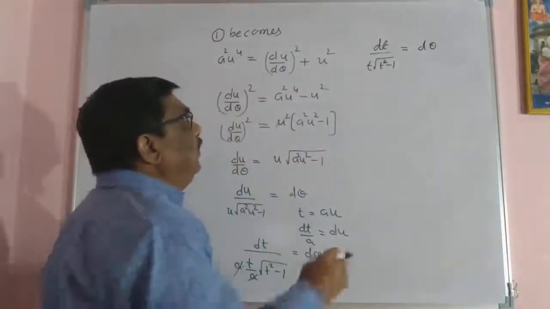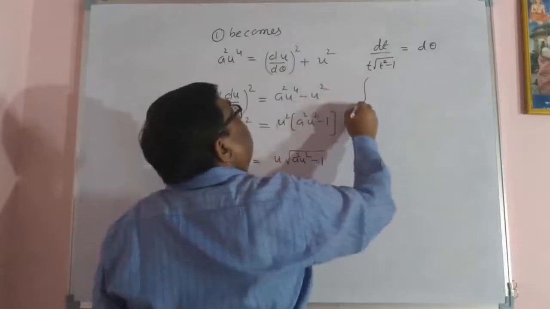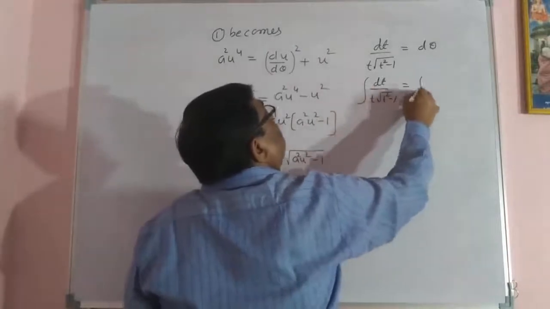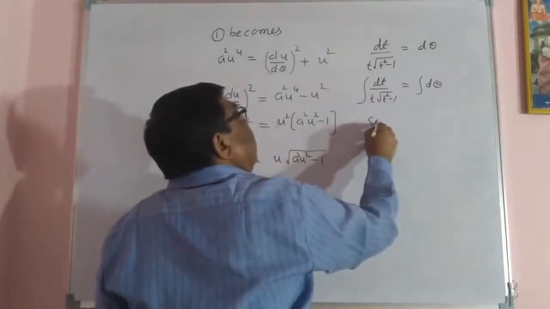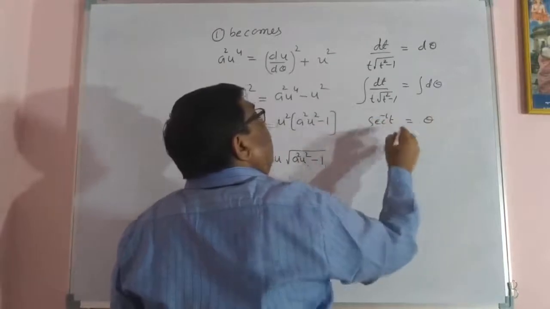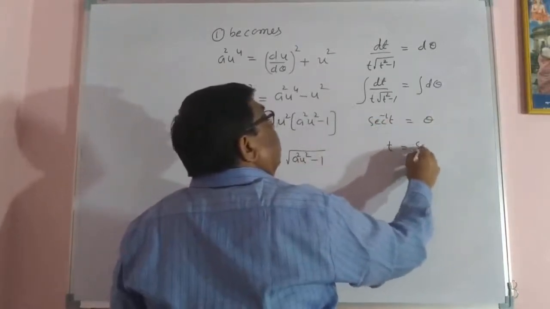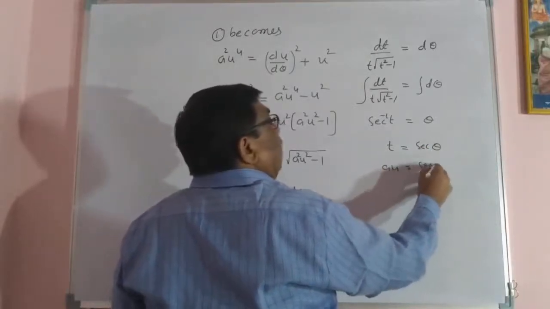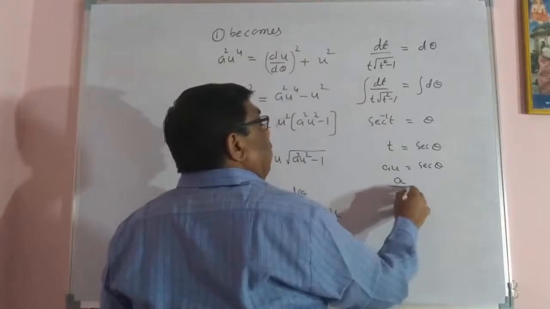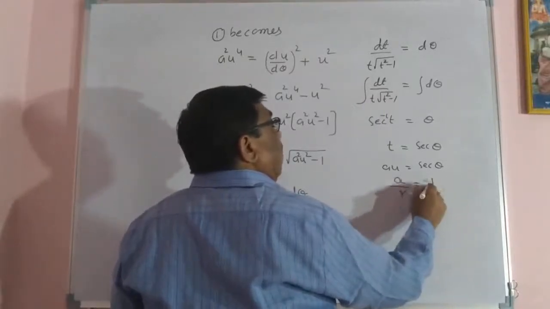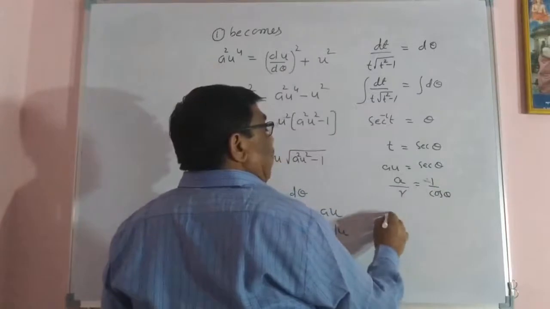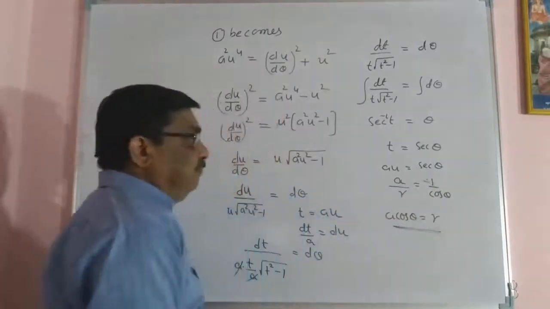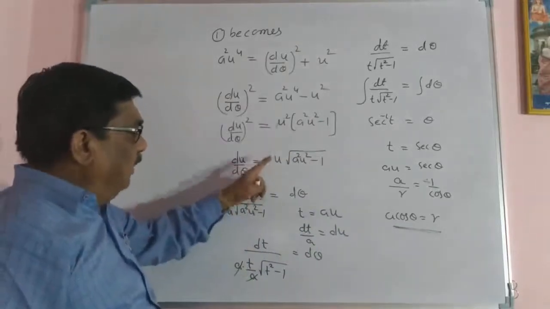Integration gives, integration of dt divided by t root of t square minus 1 equal to integration of d theta. It is sec inverse of t equal to theta. t equal to sec theta. t value is au equal to sec theta. u is 1 by r. a by r equal to, sec is 1 by cos theta. Cross multiplication, a cos theta is equal to r. This is the answer. Of course, positive or minus, I am taking positive.